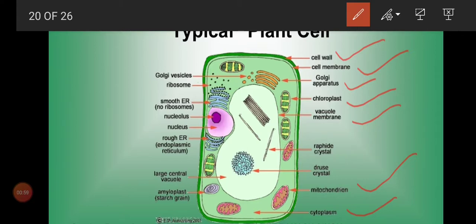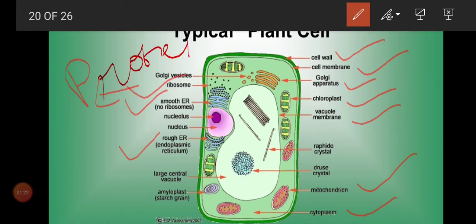Cytoplasm is a liquid or semi-liquid like substance. In that only all those cell organelles will be present. And rough endoplasmic reticulum, if it contains ribosomes, we can call it rough endoplasmic reticulum. Smooth endoplasmic reticulum is without ribosomes. And ribosomes, what is the role of ribosomes? Ribosomes are very important for synthesis of protein.